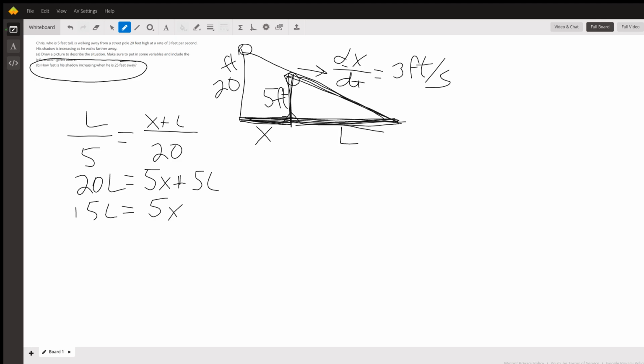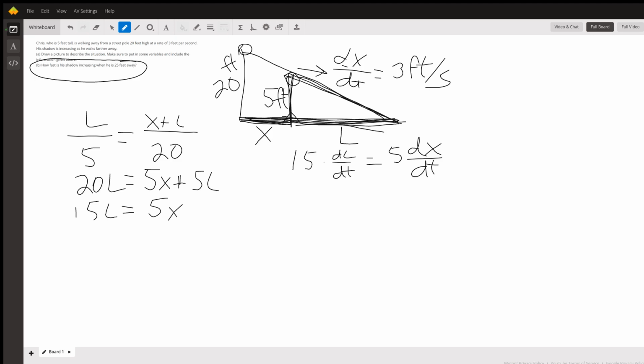Now I will differentiate both sides. This is 15 times the change in L in time, dL/dt, equals 5 times the change in x per time. And notice, it doesn't matter what x is. This is a linear relationship, so x doesn't matter. x could be 1 foot, 10 feet, 1,000 feet. As x changes, L changes the same amount, no matter how big x is.